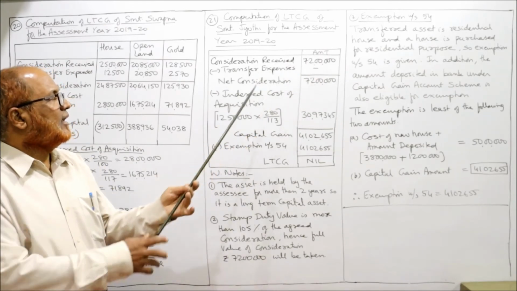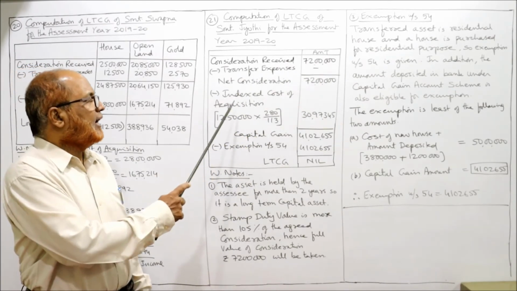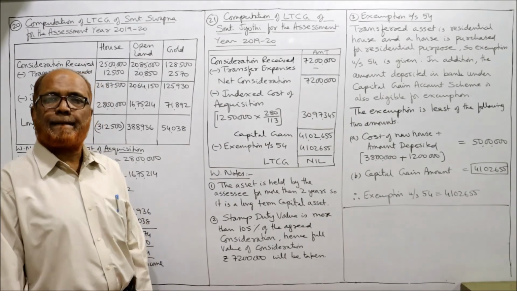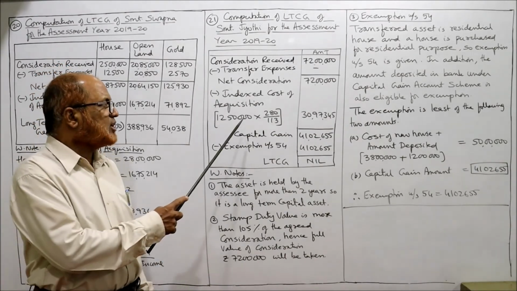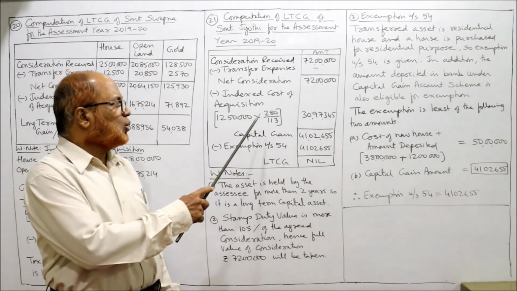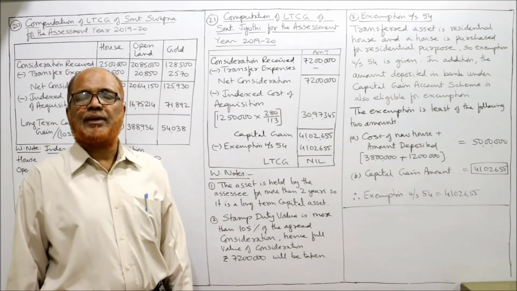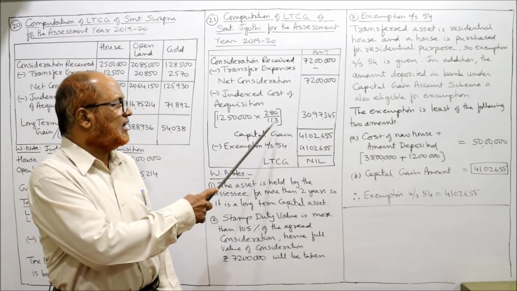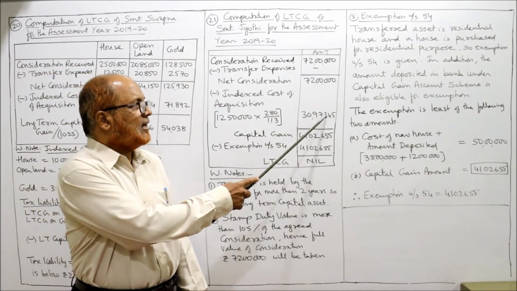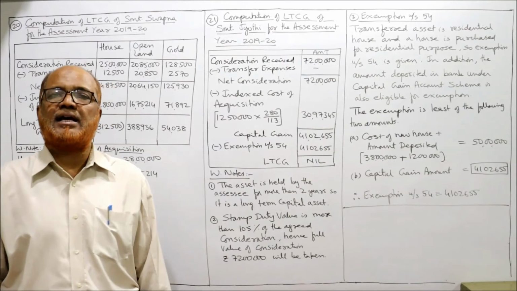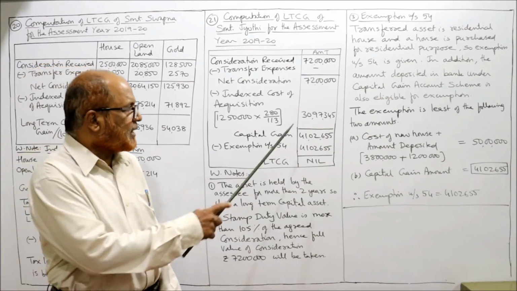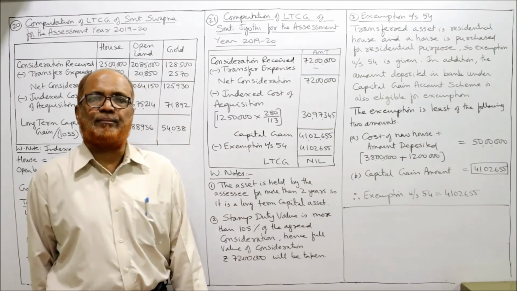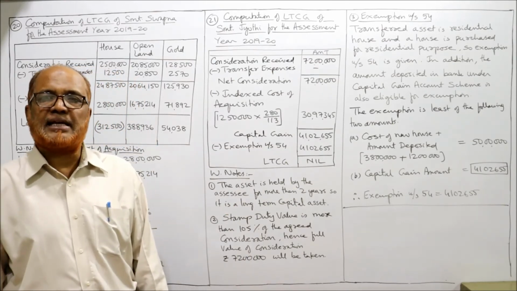Transfer expenses nil, net consideration 72 lakh. Indexed cost of acquisition: actually she purchased for 12 lakh 50,000. 12 lakh 50,000 is the actual cost of acquisition into 280 divided by 113. At the time of purchasing, the CII was 113, given in the problem. So 30 lakh 97,345 is the indexed cost of acquisition. Subtract it, the net capital gain is 41 lakh 2,655. This is the capital gain.